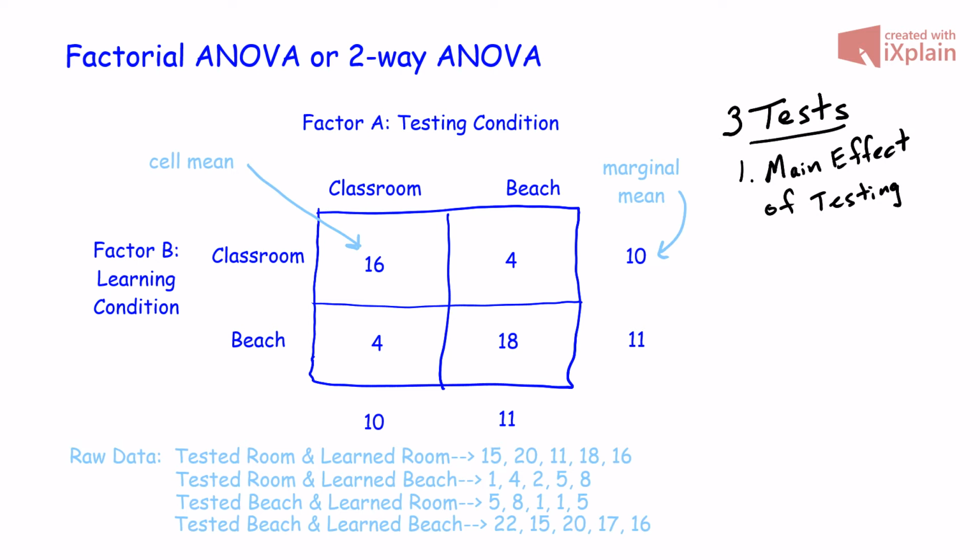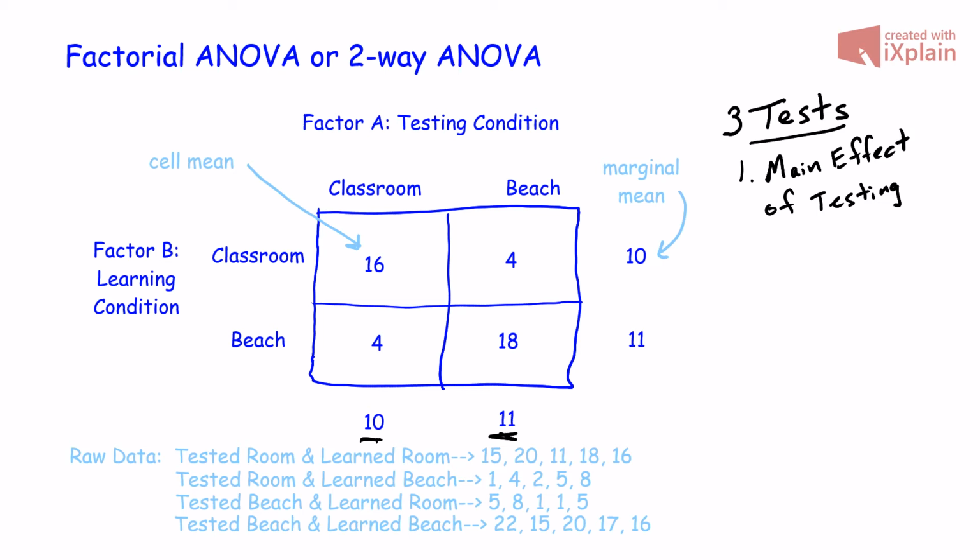The first test, in this case, is the main effect of IV1, the main effect of factor A. In this case, it's the main effect of testing. And what it's comparing is the difference between this 10 and this 11. We're going to do a significance test, and it's going to tell us whether the difference between this 10 and this 11 is likely or unlikely to be due to sampling error.